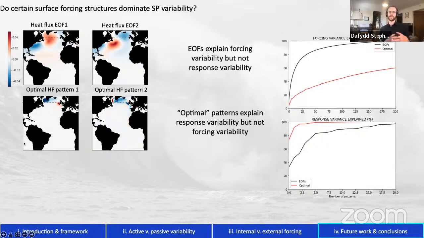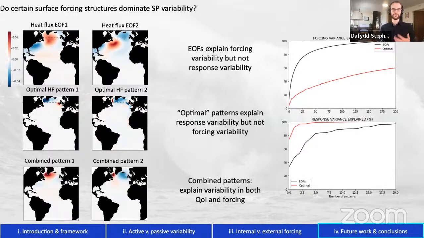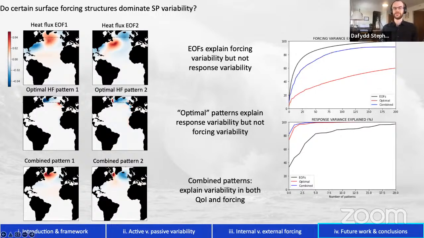So what we've been working on is producing a set of patterns which finds a middle ground and is able to explain variability in both the forcing and the response. And these are shown here. These first two patterns are able to explain a comparable amount of forcing variability to the leading EOFs, but they are also able to explain more than 95% of the heat flux forced subpolar AMOC variability.